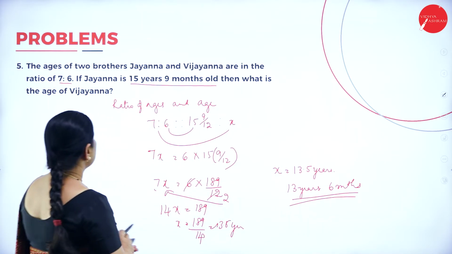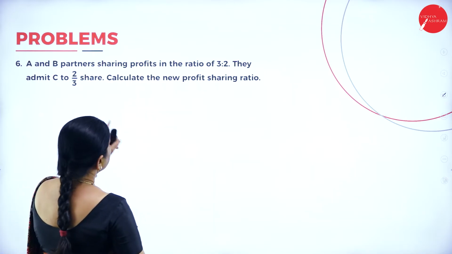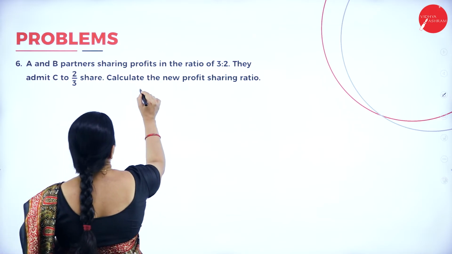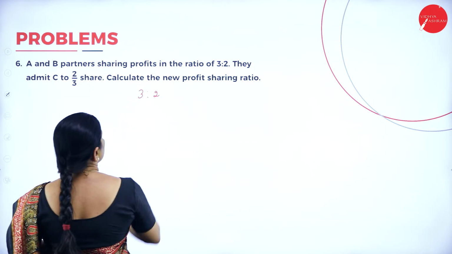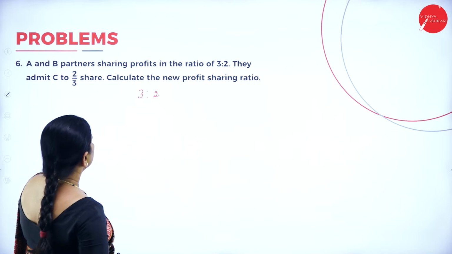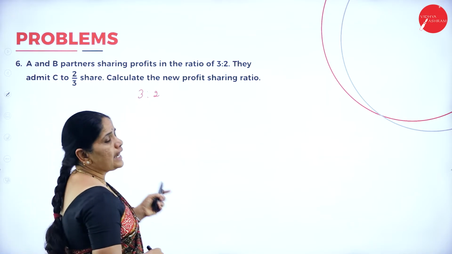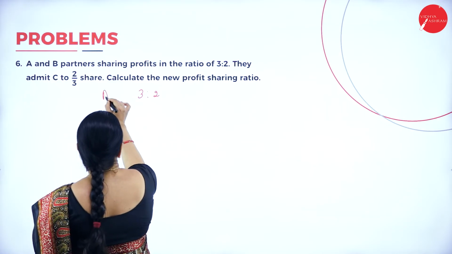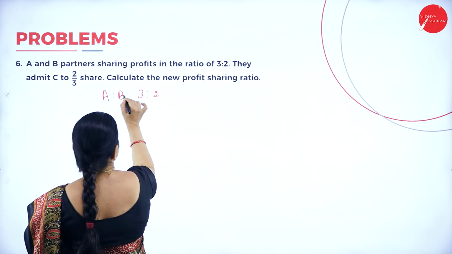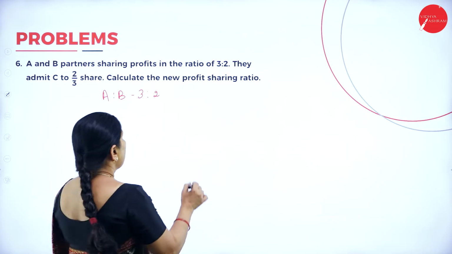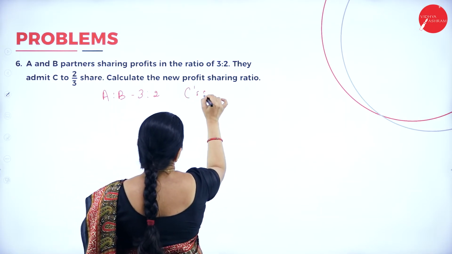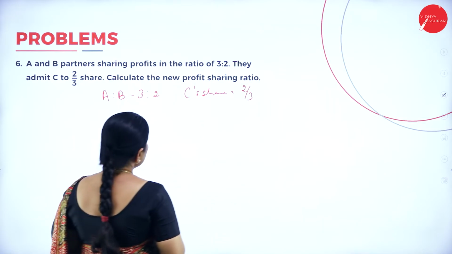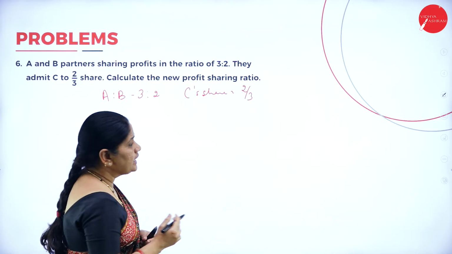Now the next problem. A and B are partners sharing profits in the ratio of 3:2. They admit C to 2:3 ratio. Calculate the new profit sharing ratio. So, this is the ratio of A is to B is 3:2 and C's share is 2/3. So, calculate the new profit sharing ratio.